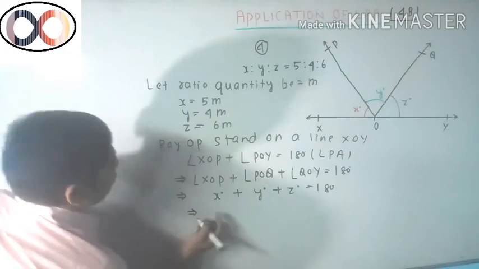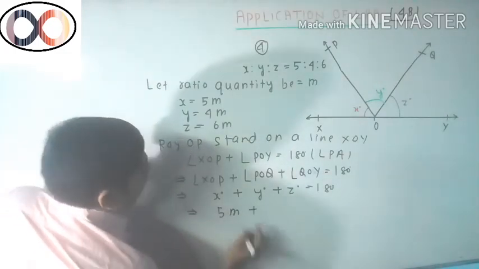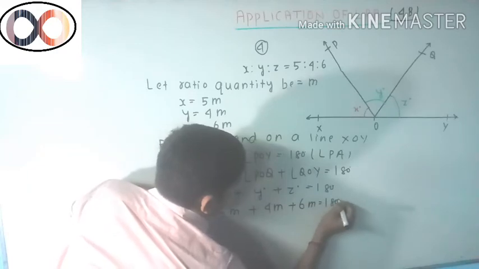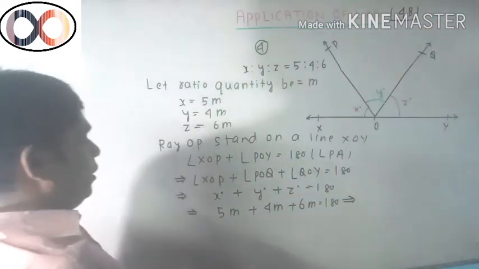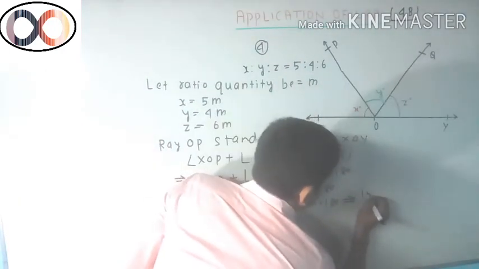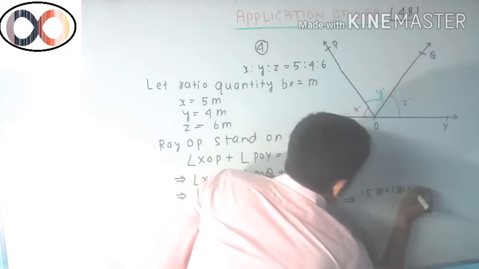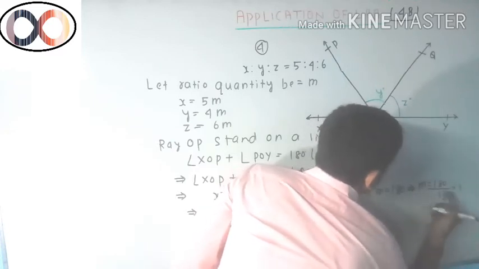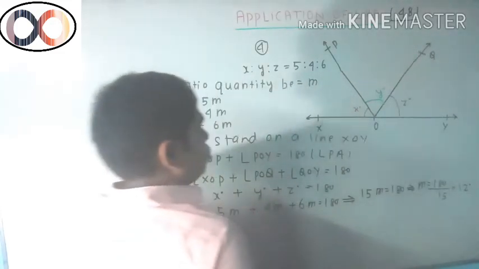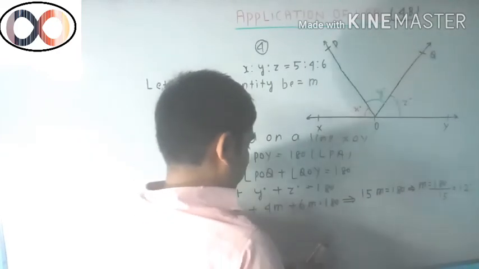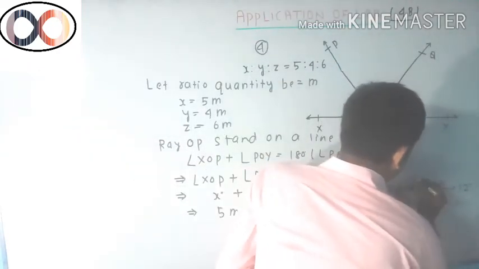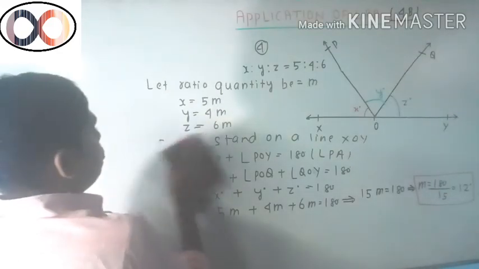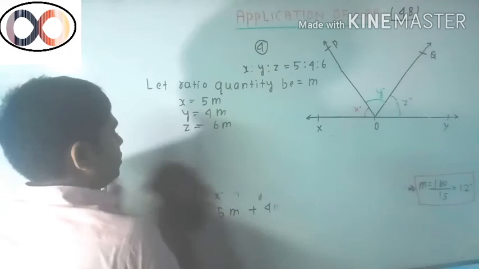So 5m plus 4m plus 6m equals 180 degrees. 5 plus 4 is 9, 9 plus 6 is 15, so 15m equals 180 degrees. So m equals 180 divided by 15. 15 ones are 15, 15 twos are 30, so m is 12. Now we need to find the values of x, y and z.